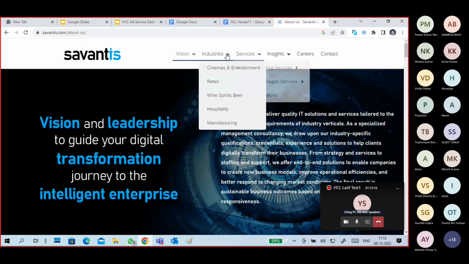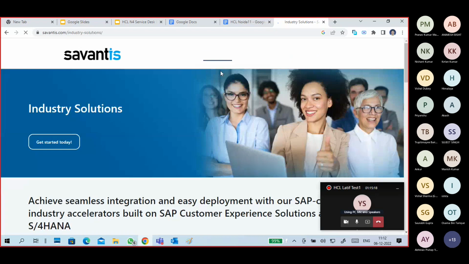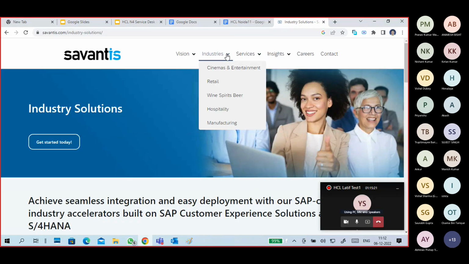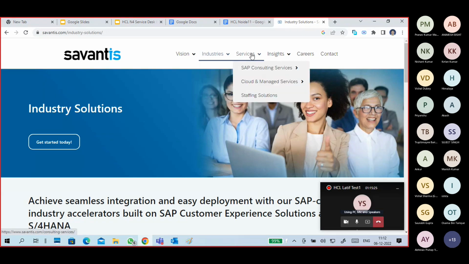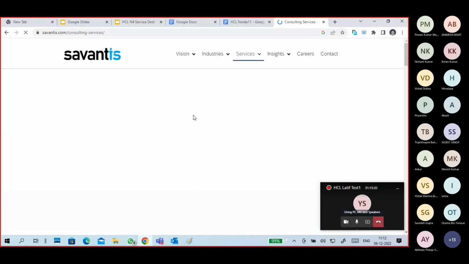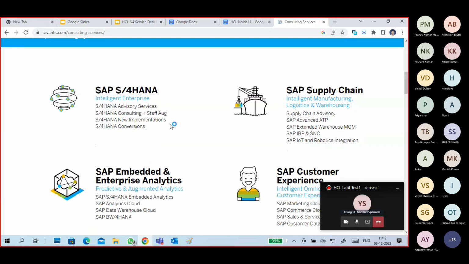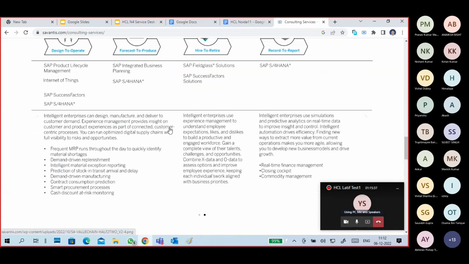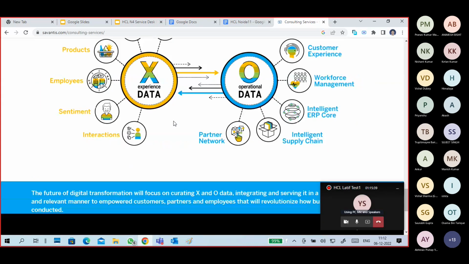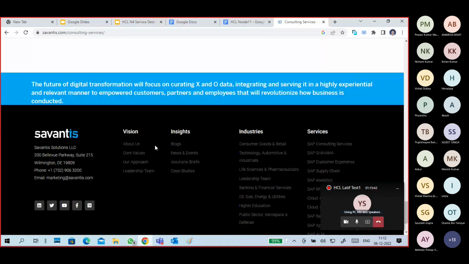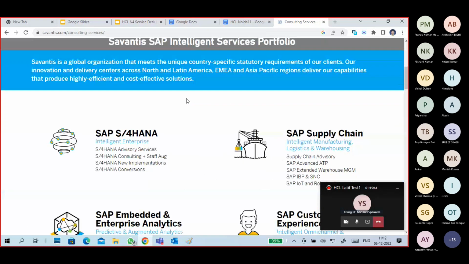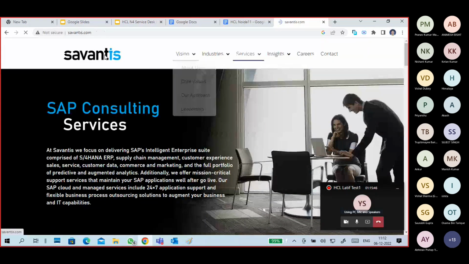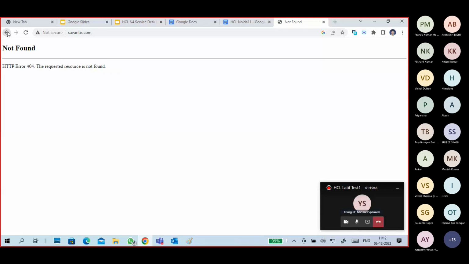And what kind of industries are we providing for? Cinema, entertainment, retail, like wine, spirit, beer, hospitality, and manufacturing. Okay, so we are providing different types of services. You can see SAP consultancy, SAP HANA, these are all SAP related, and other services are also there. Okay, and who are the customers? We are providing a service, it's good, but who are the customers?